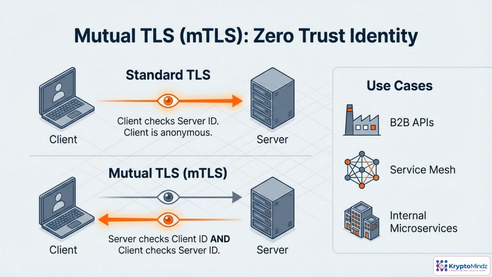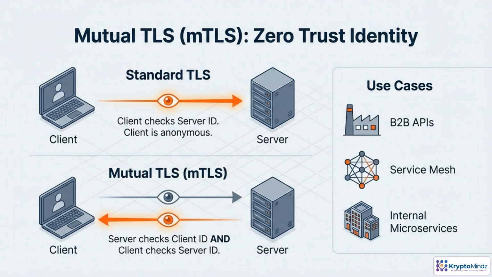So far, we've focused on the server proving its identity. With standard TLS, only the server presents a certificate. The client verifies it, the connection is encrypted, but the client itself is still effectively anonymous. That's fine for public websites, but it's too weak for zero trust.